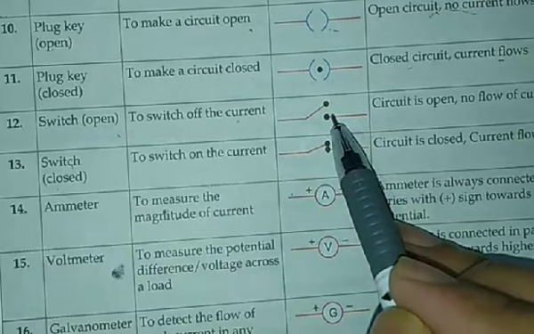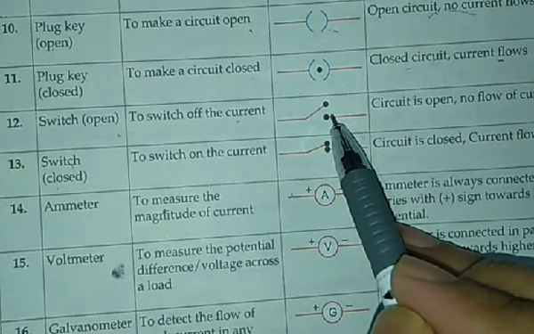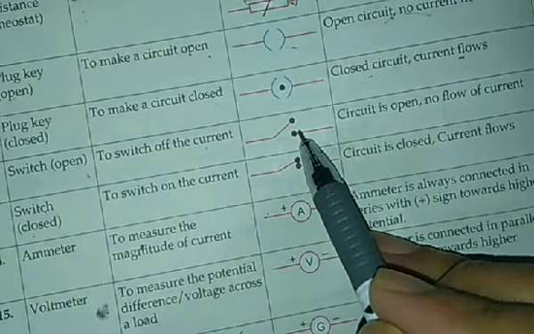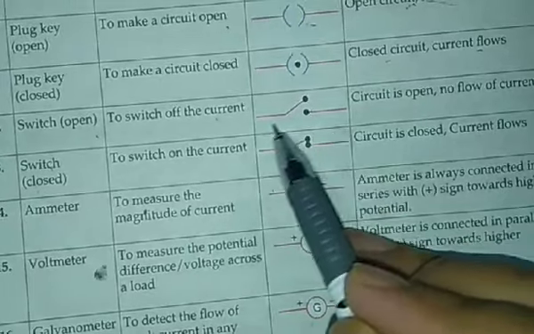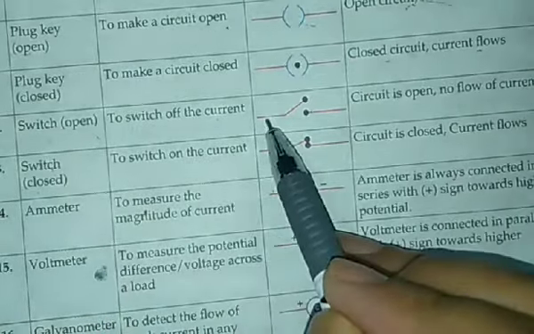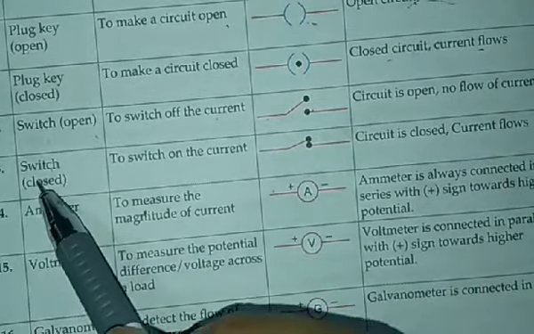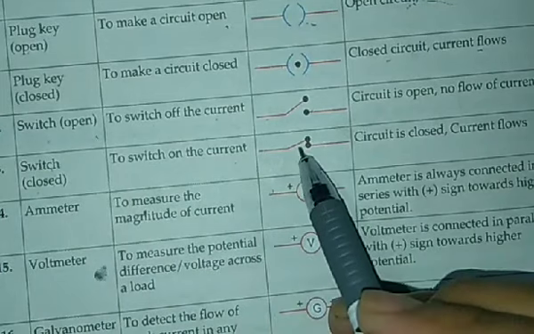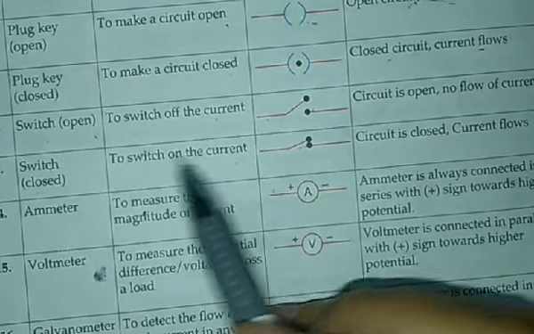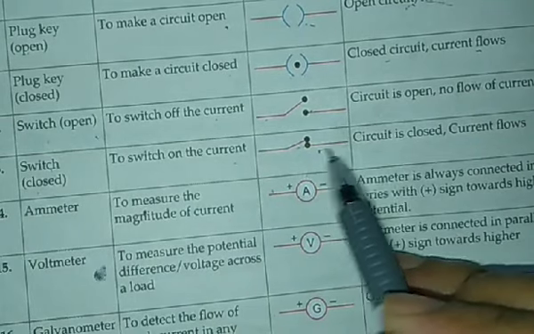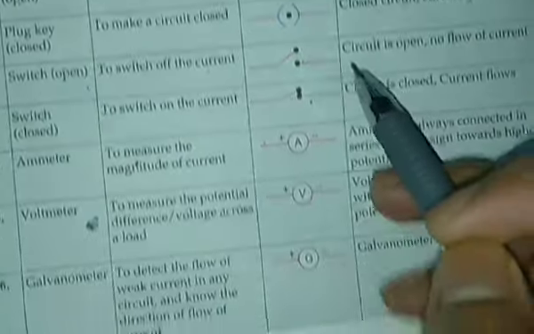Okay, students. This is the symbol for the open switch. This is the exact symbol for the open switch. The circuit is open. When the circuit is open, no current can flow. If we switch off this switch, then no current will flow. We all know this well. Now the closed switch. If you want to switch on the current, then we should use a closed switch. That is, the positive and negative terminals will meet. After that, the current will flow.